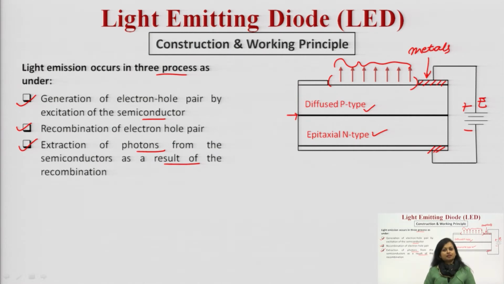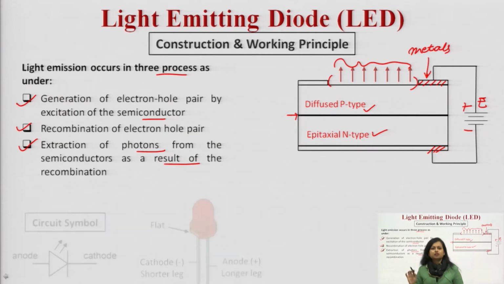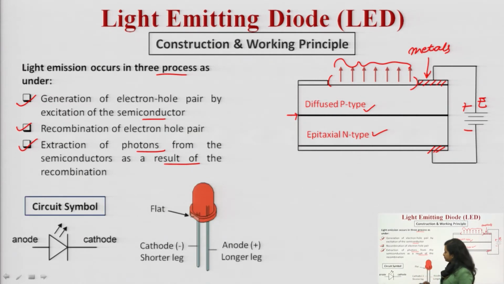It means what are the three steps? One is the generation of electron hole pair, second is the recombination of electron hole pair, and third is the extraction of photons. And because of these photons, they are going to release their energy, and that is emitted in the form of light. So these are the three important steps which you must remember over here.